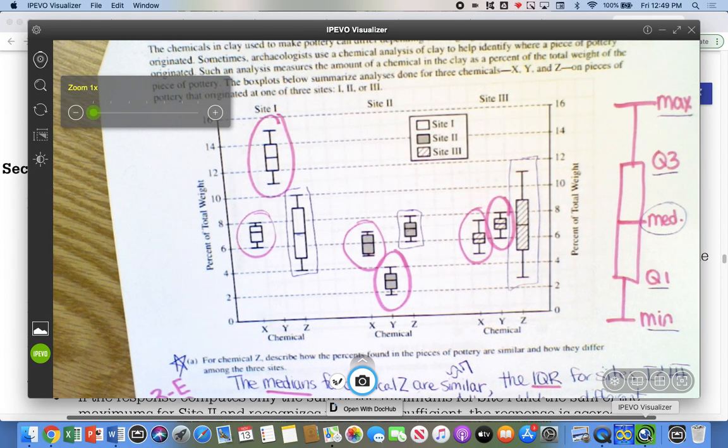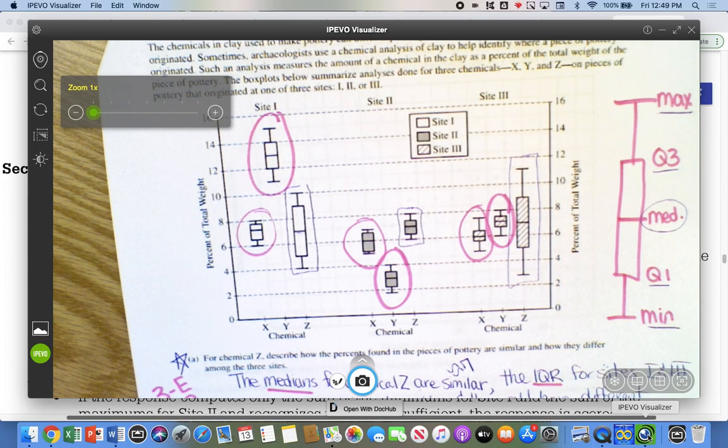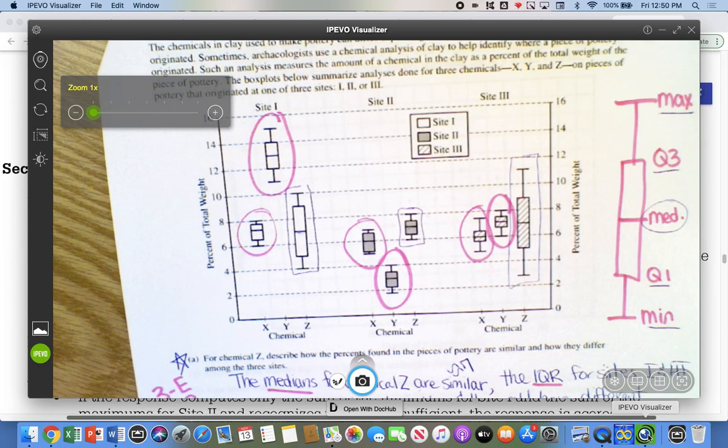So you would just simply say chemical Y, and then you could state why. So chemical Y is the correct chemical, and then the reason you would say is because the data from each site for chemical Y is extremely different from each other. I didn't spell that right.